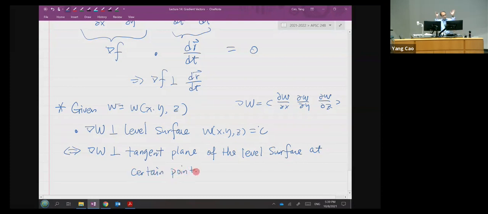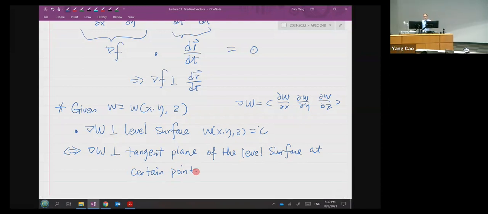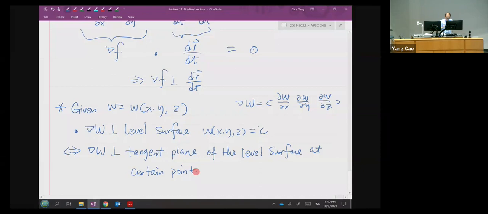So when you have a level surface and you calculate a gradient vector at a certain point on the surface, you can certainly create a tangent plane to the surface at that location, right? Then the del W there is a vector perpendicular to the tangent plane, or perpendicular to that level surface at that location, right?